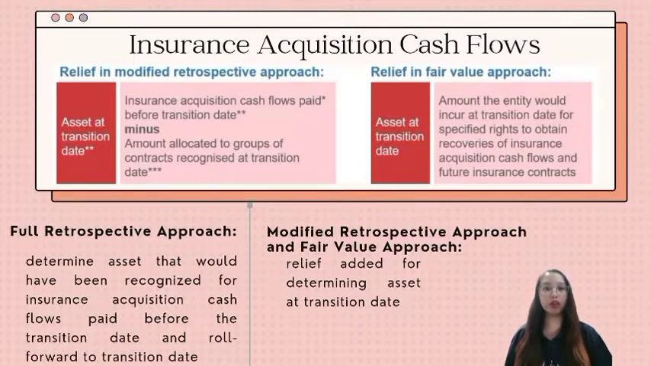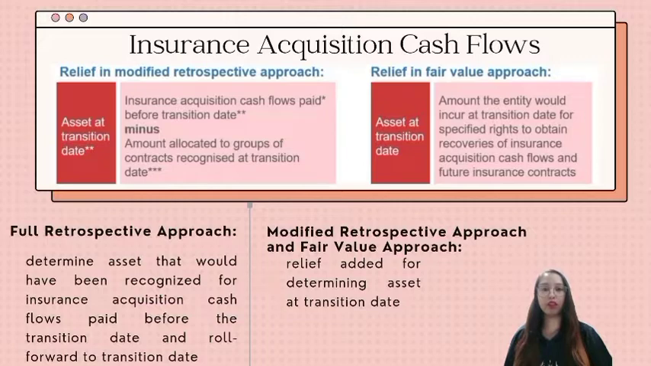Connected po ito sa nabanggit ko kanina about sa amendment sa insurance acquisition cash flows, yung consequence po na nabanggit ko doon ang dahilan kung bakit nagdagdag po ang board ng relief regarding dito. So sa pag-a-apply po ng full retrospective approach, dapat daw po i-recognize and i-measure ni entity yung assets for insurance acquisition cash flows as if IFRS 17 na daw po yung gamit nila ever since. And hindi daw po required na mag-assess si entity ng recoverability ng assets na to before the transition date.